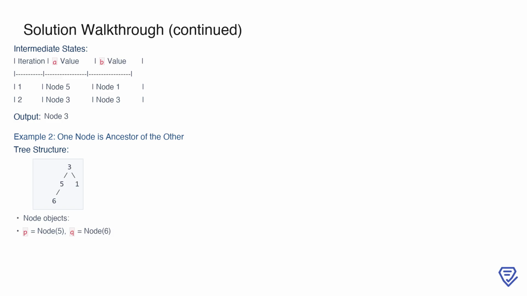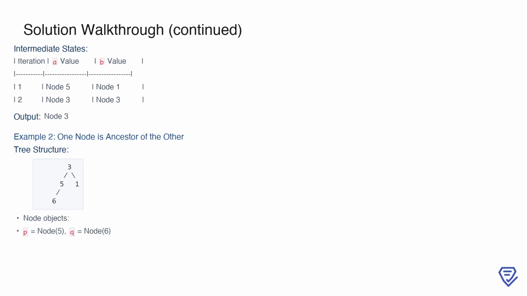At the first iteration, A points to node 5 and B points to node 1. On the second iteration, A moves to node 3, and B also moves to node 3. At this point, since A and B are pointing to the same node, the algorithm terminates, and we return node 3 as the output. Shifting to another example, consider a scenario where one node is the ancestor of the other.